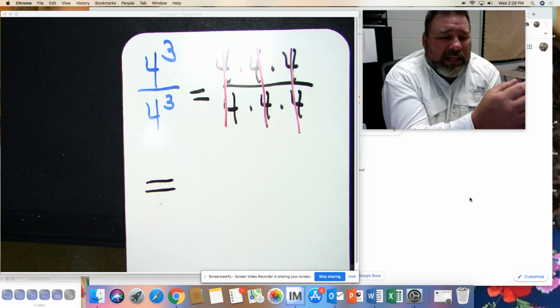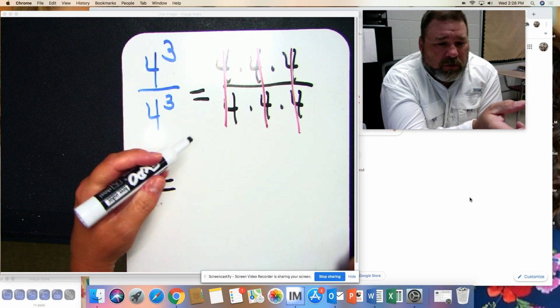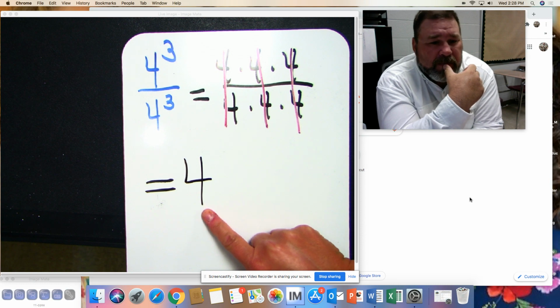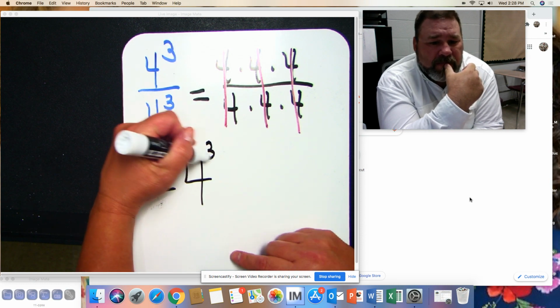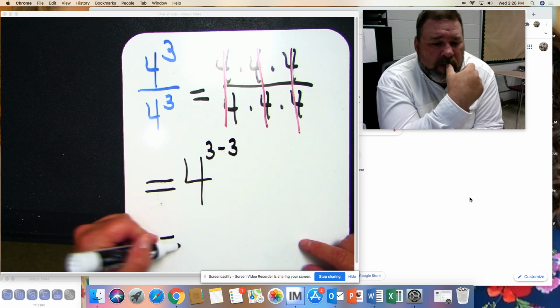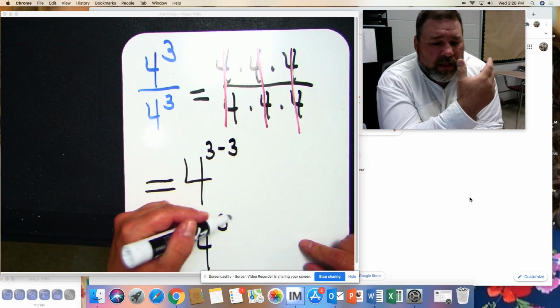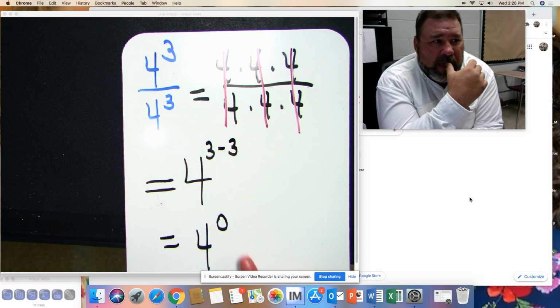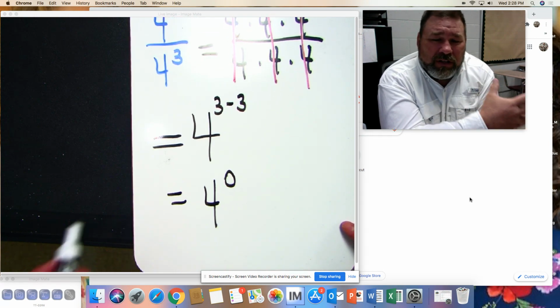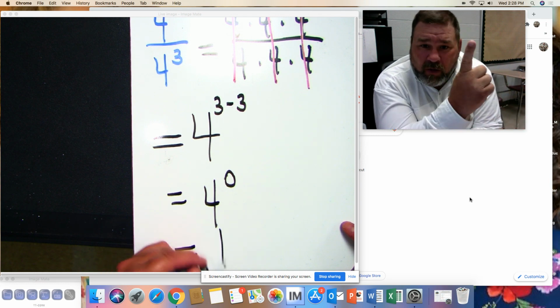But what if we did our subtraction rule with this one right here? Okay, so the base is 4, right. So I still would put a base. And I take the top exponent minus the bottom. So 3 take away 3 is? Well, that gives me 0, does it? Now, what did we find that anything raised to the 0 is? Oh, yeah. Remember we said any number to the 0 power is equal to just 1.